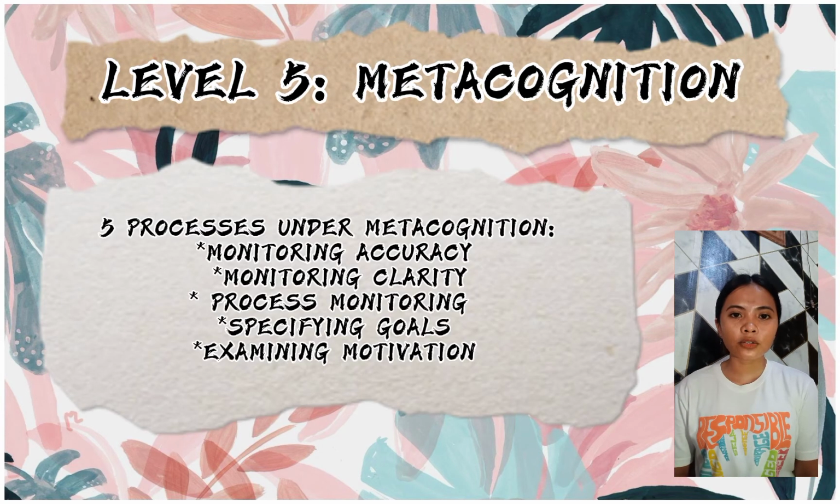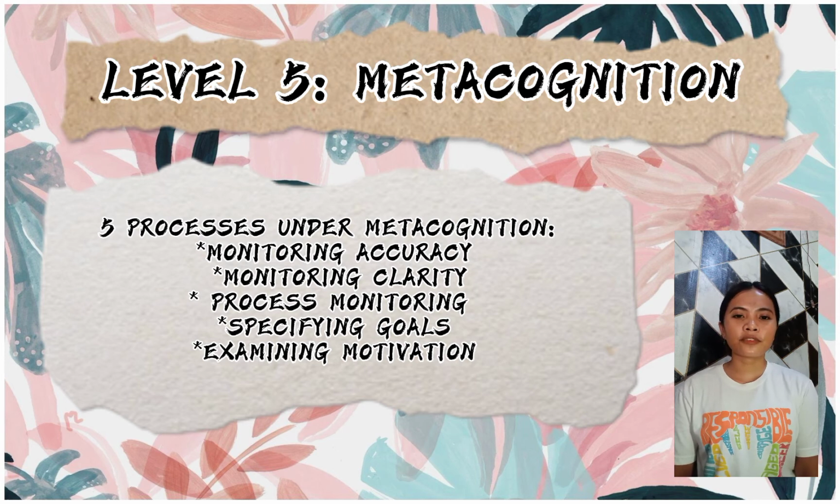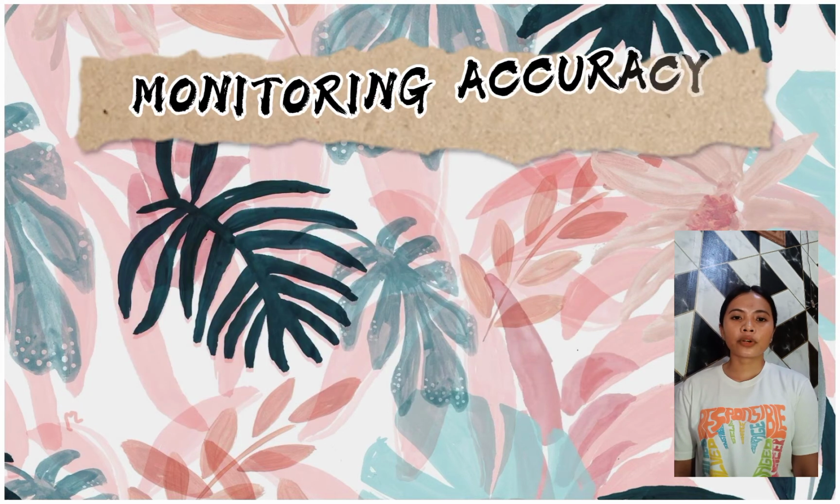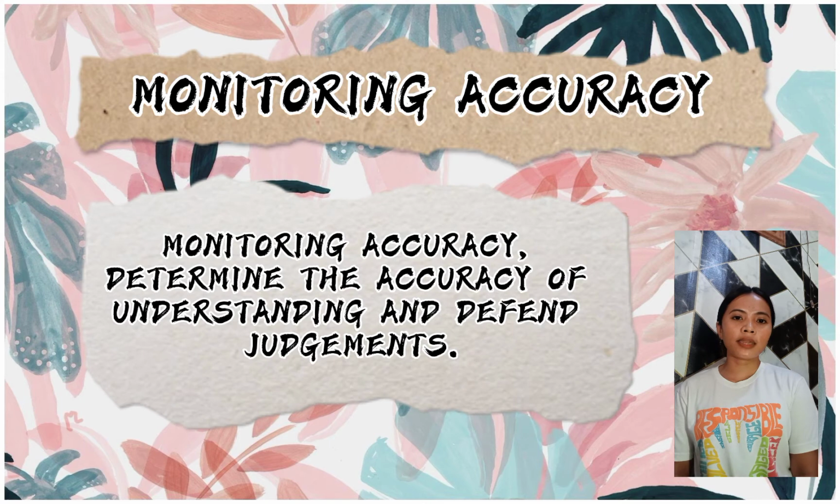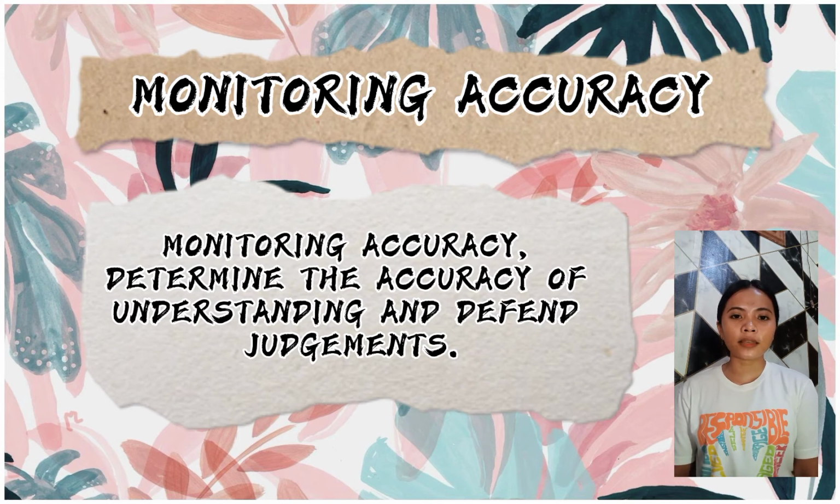So under the metacognition, there are 5 processes, and these are monitoring accuracy, monitoring clarity, process monitoring, specifying goals, and also examining motivation. The first thing is monitoring accuracy. It is to determine the accuracy of understanding and defend judgments.